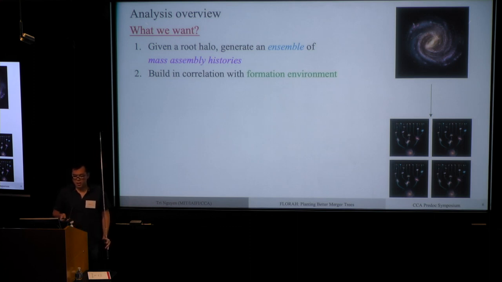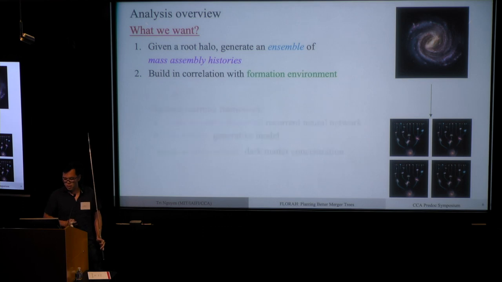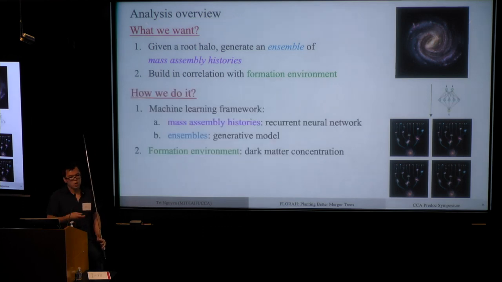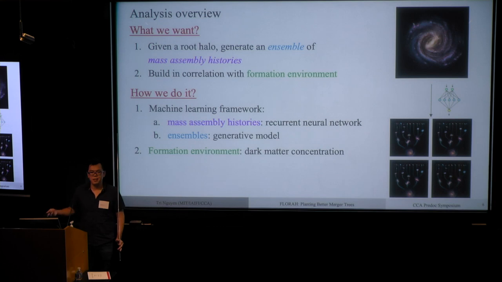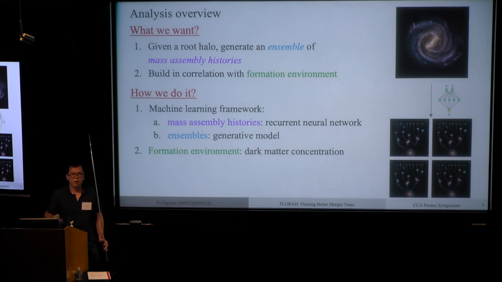And the other thing that we want to do is want a model that's flexible enough that we can build in all the correlation with the formation environment and all their variables as well. So how do we do it? For the machine learning framework, to model the mass assembly history, we can model them roughly as a time series, and we can use recurrent neural network models to model them. For ensembles part, we can use generative model, and in my case, I'm going to use a normalizing flow, if you're familiar with that term, to model the ensemble history.